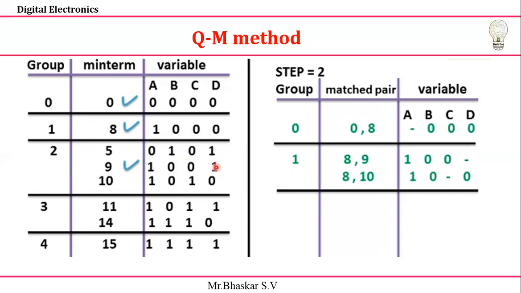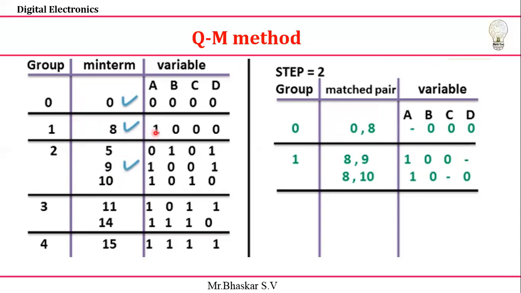Only one bit is changing, right? So directly I can take it as 8 and 9. The bits are 1 0 0, and this bit is changing, that's why we are going to represent it as a dash. Okay, next I'm going to take 8 and 10.